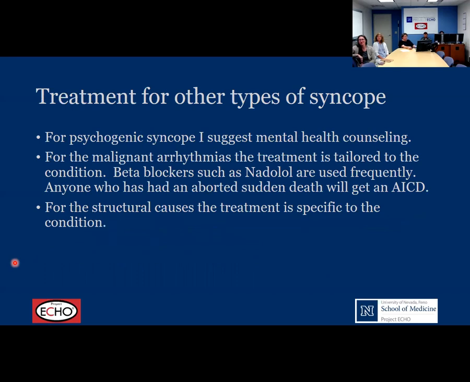So psychogenic syncope, if you can get the family to seek mental health counseling, that's very helpful. Sometimes I'll approach the family and say that just the passing out will make them stressed. So that is a way to get the family to consider it. For the malignant arrhythmias, we use beta blockers a lot, but sometimes people need other things. For structural causes, such as coronary artery anomalies, you find out what it is and you treat it. So that could be another 5 hours of lecture.